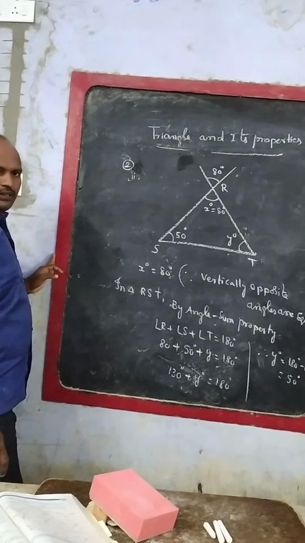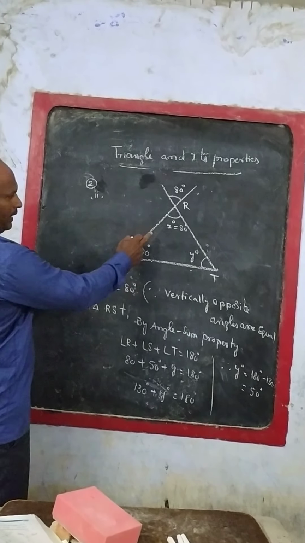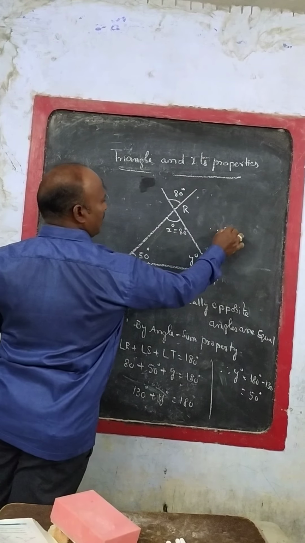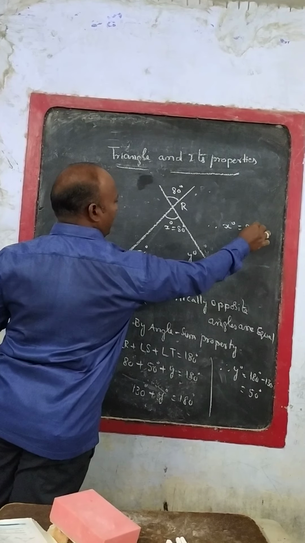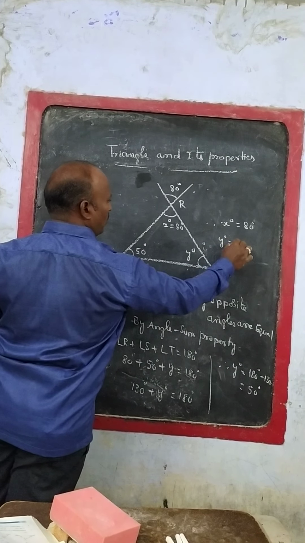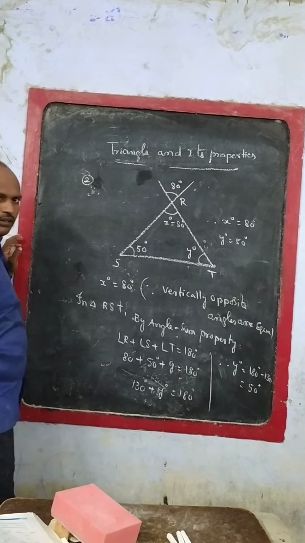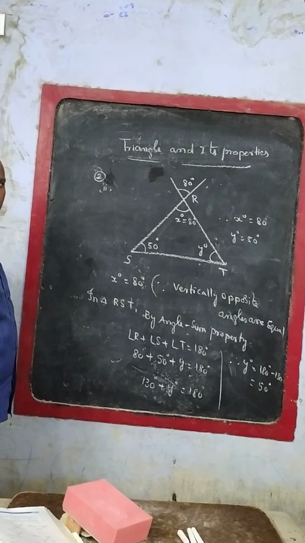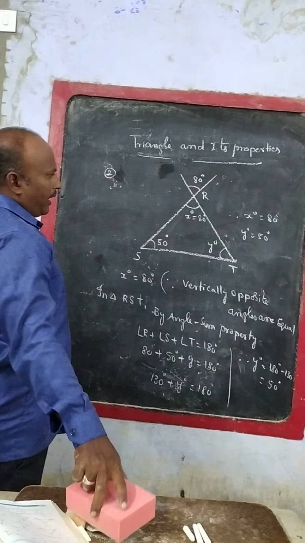So we have found the unknown values of x and y. That is x degrees is equal to 80 degrees and y degrees is equal to 50 degrees. So we have found the unknown values of both x and y.